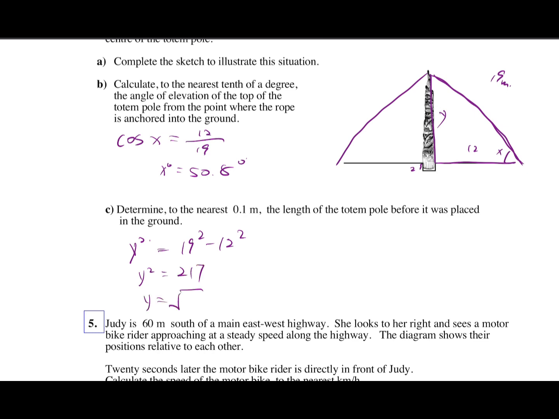Y is the square root of 217, which is about 14.73. And don't forget, we have 2 meters here, so it's 16.7 meters.